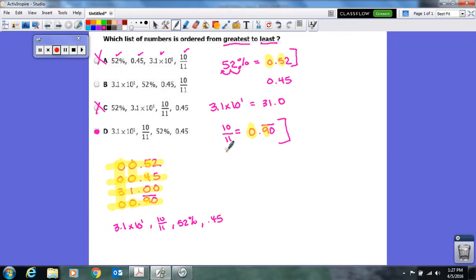One last thing, another common mistake students may make on this, is not reading the question carefully. Making sure you're ordering it from greatest to least. That is a key factor in this particular problem.